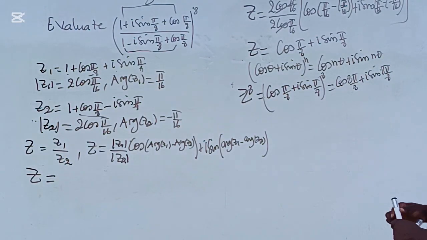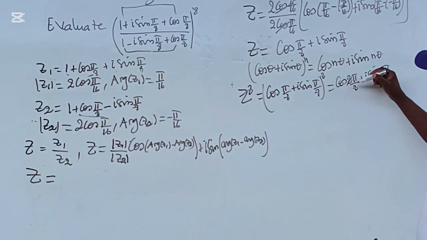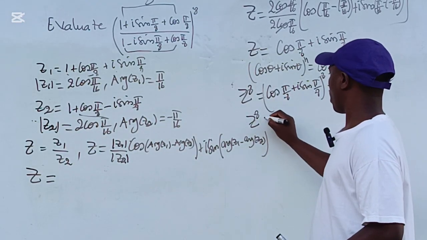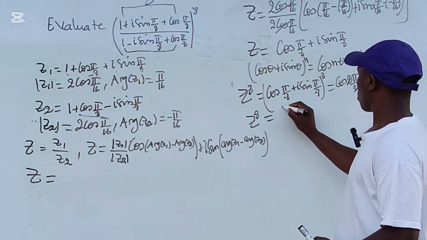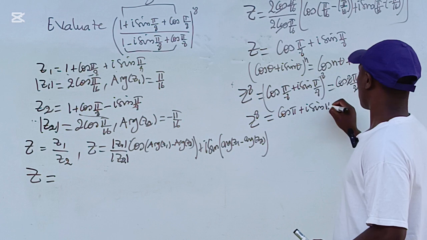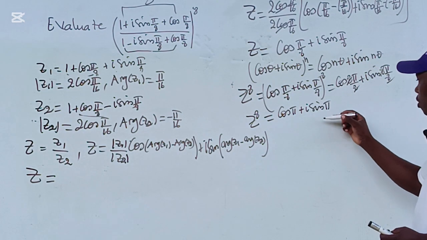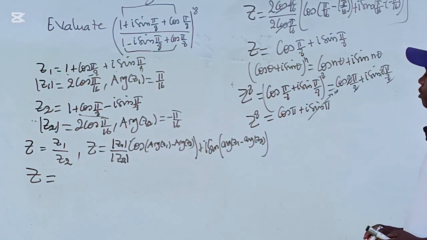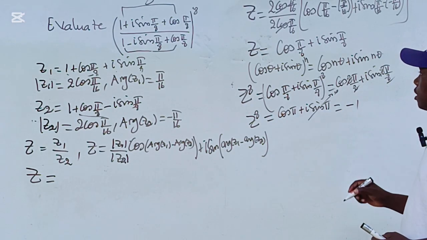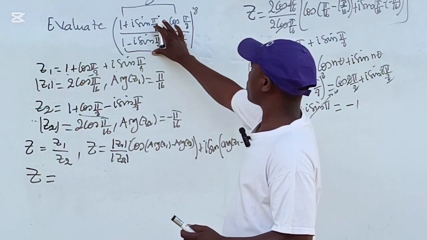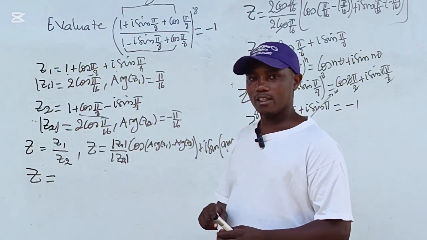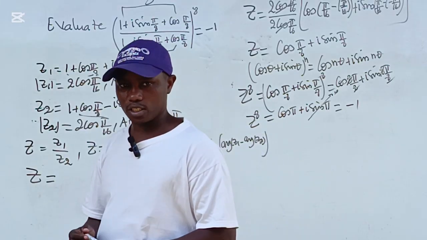As you see here, we need to simplify this 8 and this and this. So z power 8 is equal to cosine pi plus I sine pi. You know, sine of angle pi is 0, but cosine of pi is minus 1. That is to say, all of this value tends to minus 1. This is the answer to the given question.